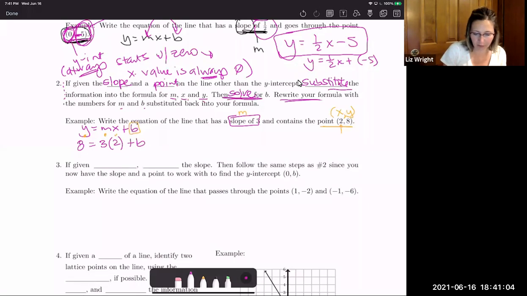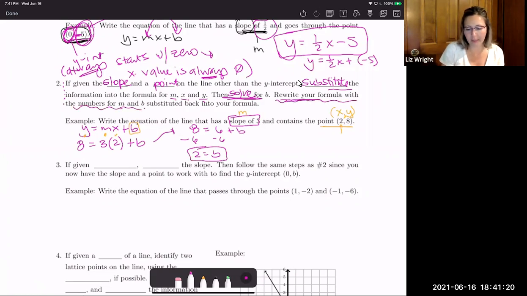All right. So now I'm going to come up here and we've got 6 equals 6 plus b. Subtract the 6 from both sides, and 0 equals b. All right, so now that we have solved for b, we are to rewrite the formula with the numbers m and b substituted back in. Our m is here, our b is here, and now we're going to substitute it back into our formula right here. So y equals 3x plus 0.